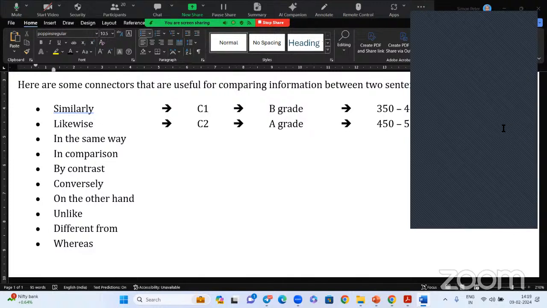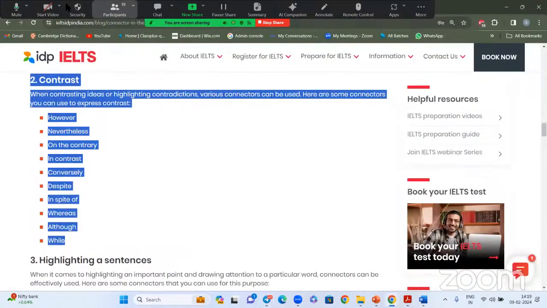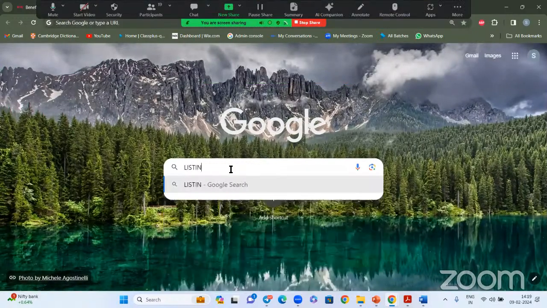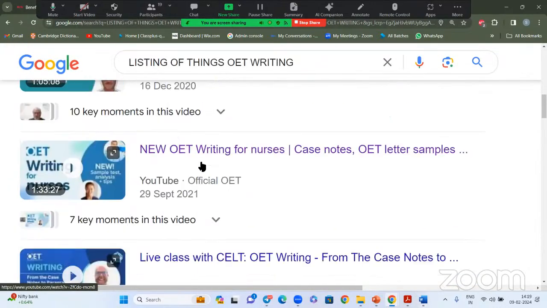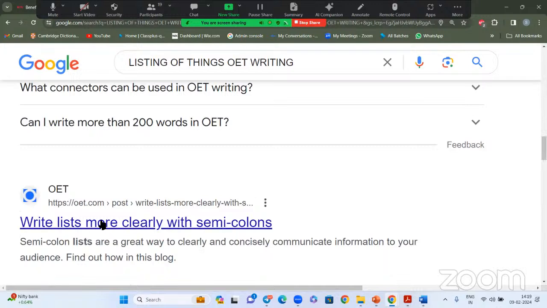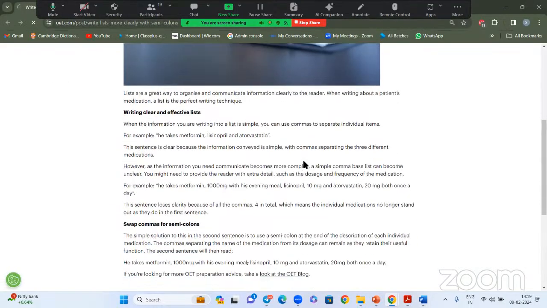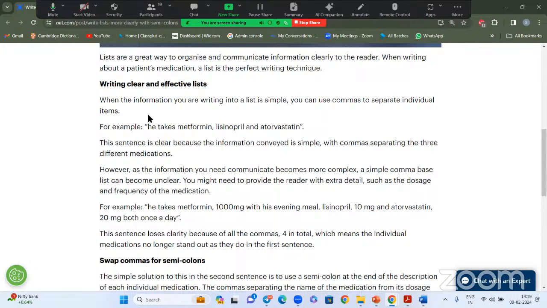Okay, it is a listing of things. You don't know, it's a very powerful style. Listing of things. I already taught listing of things to my previous batch. You go here and type listing of things, OET writing. Yes, write lists more clearly with semicolons. So you can take this one. I'm a professional teacher, so I will tell you very clearly how to take a listing of things. So here you see commas.